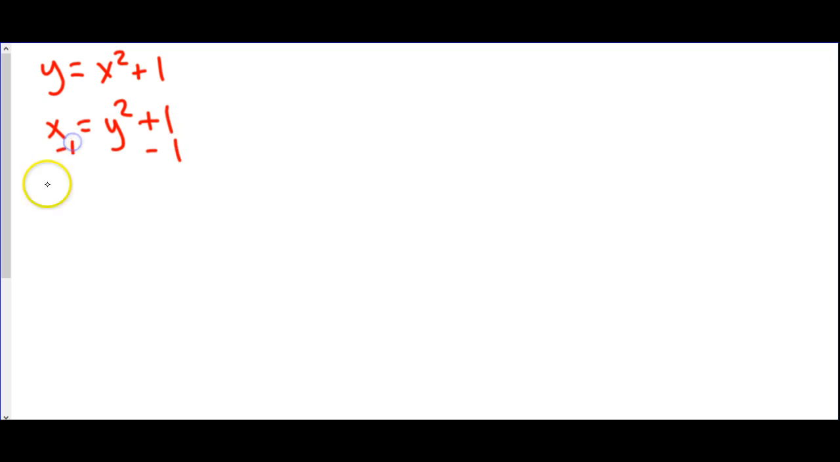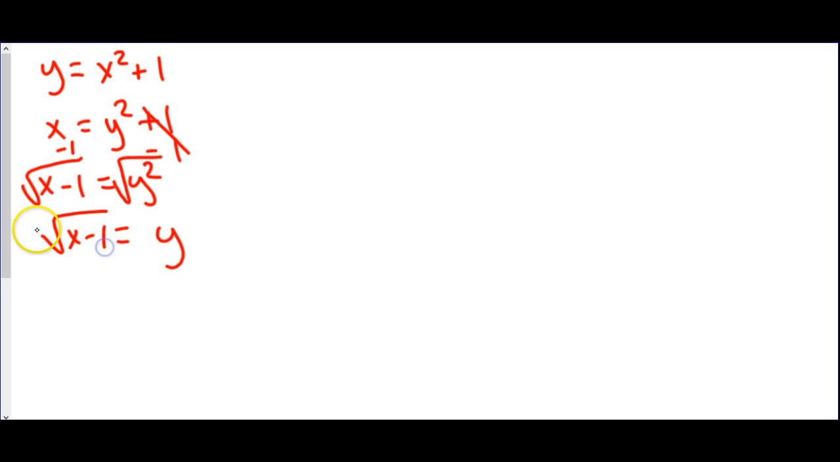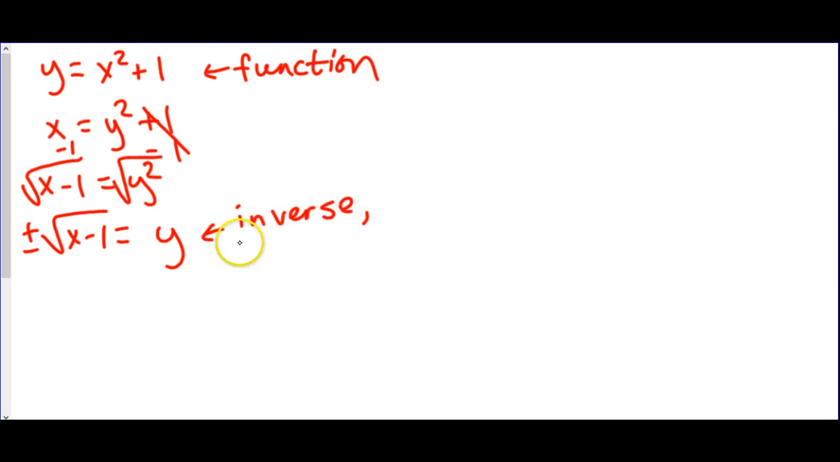We would need to subtract 1 from both sides. Then to get rid of squared, the opposite is to take the square root. Now when we're working with variables and we take a square root, that means we now end up with plus or minus y. So there's actually 2 things going on there. So our original y equals x squared plus 1, this is a function. But our final, our inverse function, is actually a relation. This is the inverse, but it is a relation.